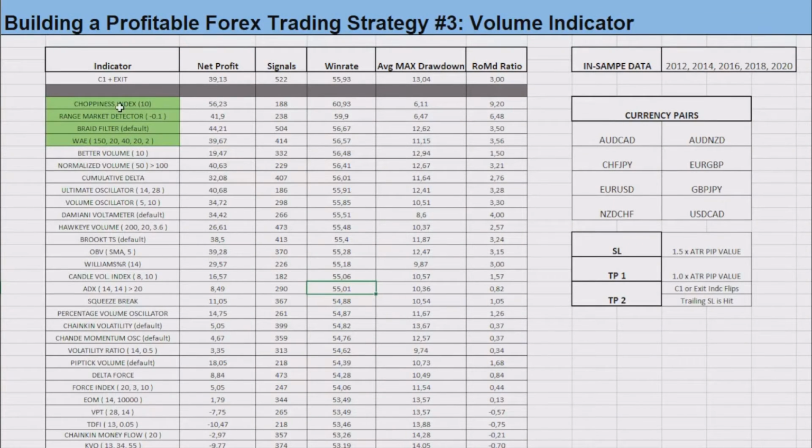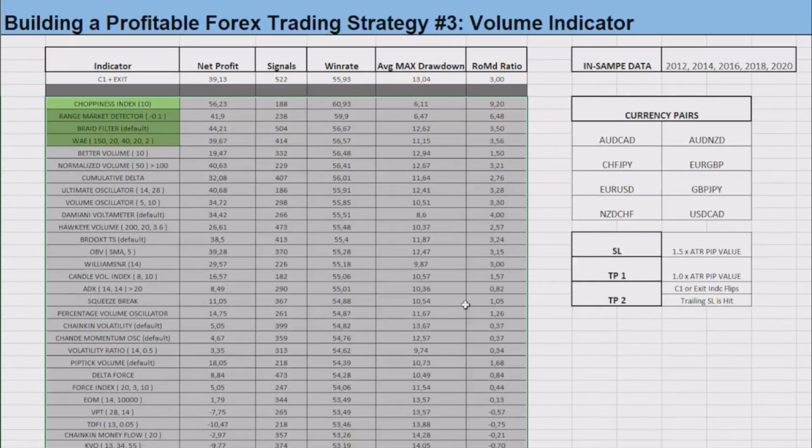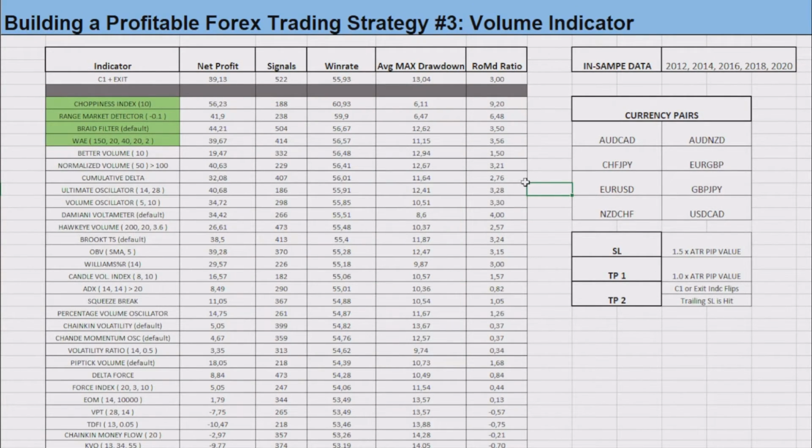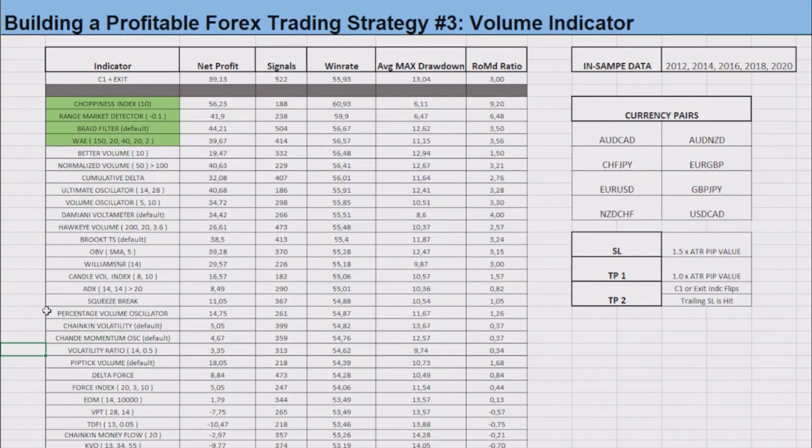And here we have all the results. I tested about 30 different volume indicators and put them in this table to compare them. Like I said in the last episode, here there is no specific number of indicators to test, but the more you test, the better, as you increase the probability of finding good indicators.